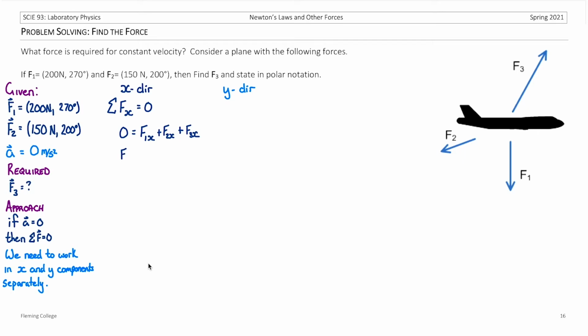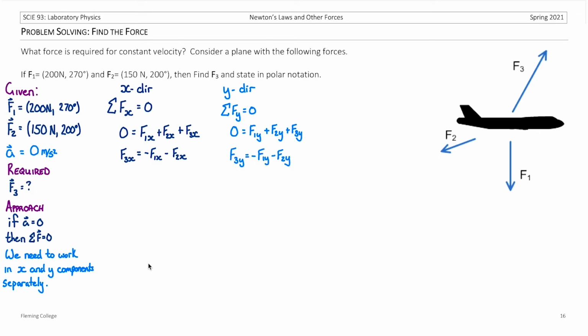So force 3's x component will be equal to negative force 1's x component minus force 2's x component. And we have the same system in the y direction. As always, I encourage you to find formulas to replace the x and y components and calculate once.